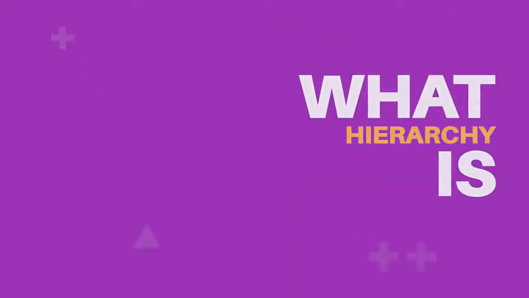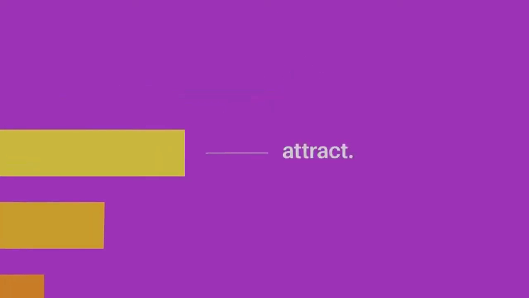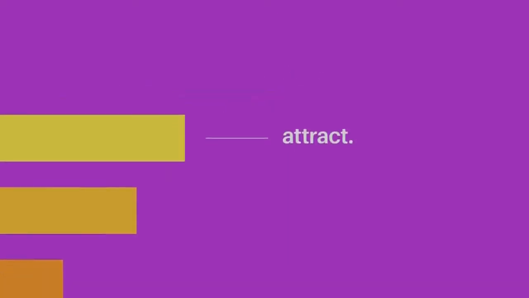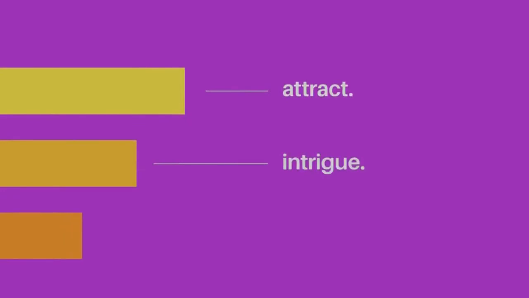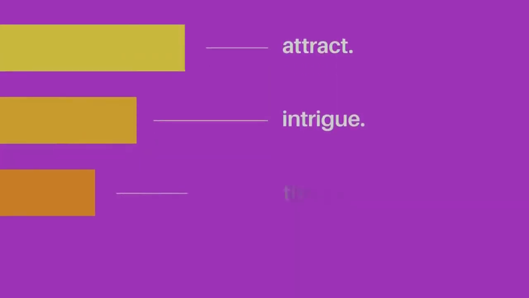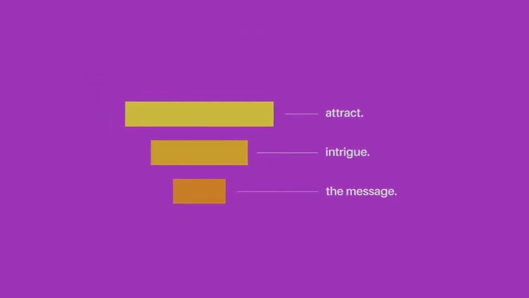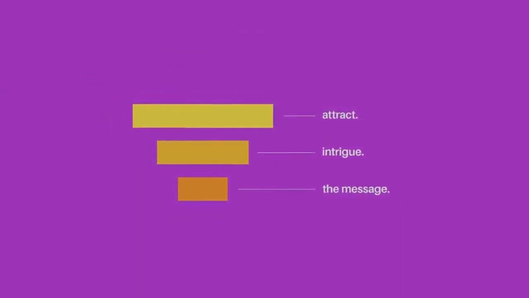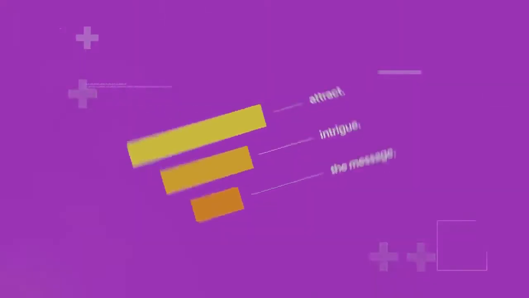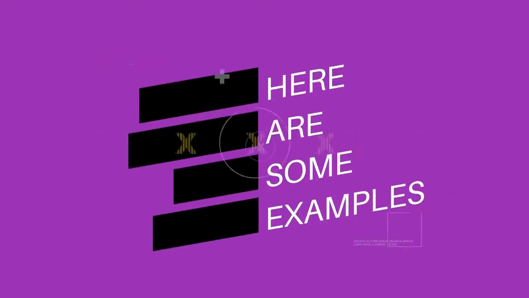So the three-stage process of marketing hierarchy is as follows: attract, which is bringing in the viewer; intrigue, which is spiking their interest; and then delivering the message. These are the three steps a viewer will go through when viewing an effective design, and that viewer probably won't even be aware that it's happening. But let's take a look at an example that explains this process.